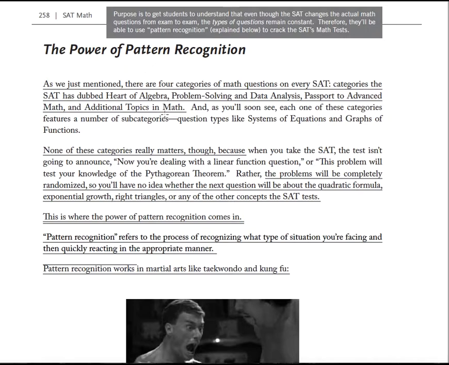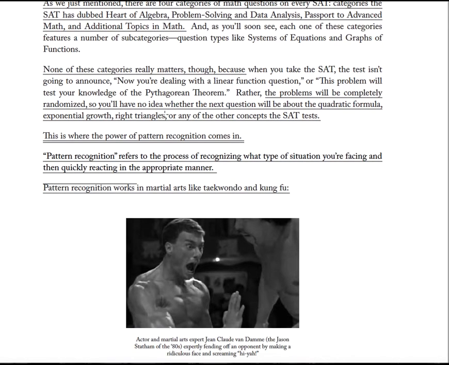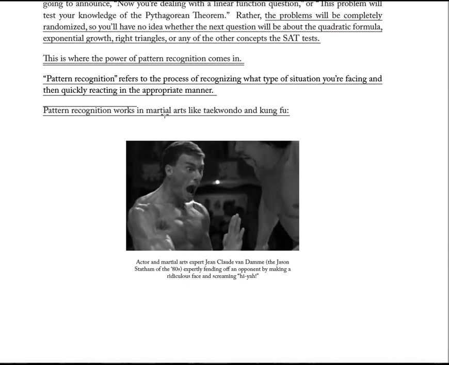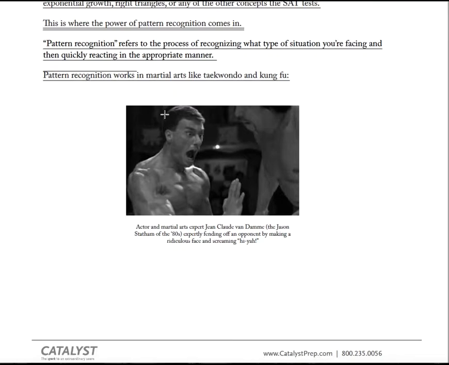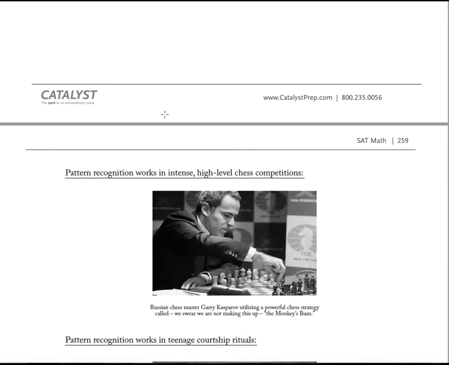And really what we're talking about here is called pattern recognition, which is a term that's used in psychology and computer science. It's all encompassing. It encompasses so many things in life, from karate and martial arts, as we see here. You learn in a lot of defense classes that if somebody is coming at you in a certain fashion, you can use a certain move to block them, as we see here with the 80s guy Jean-Claude Van Damme.